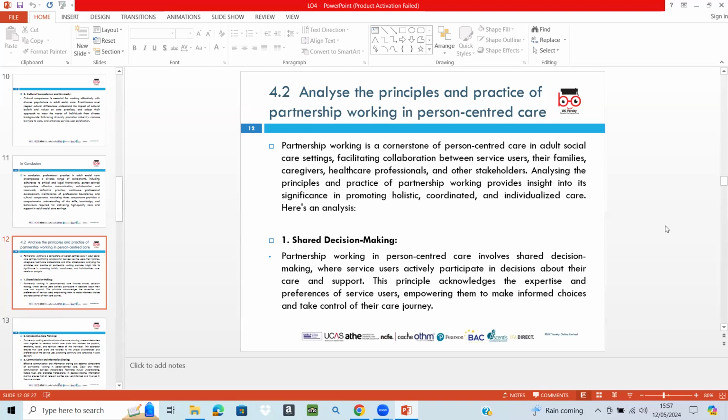The principles of shared decision making not only respect the autonomy and dignity of service users, but also strengthen the therapeutic relationship between caregivers and service users. By actively involving individuals in the care decision making process, partnership working fosters a sense of control, ownership, and active participation in their care, ultimately leading to more meaningful and tailored outcomes that prioritize the individual's well-being.